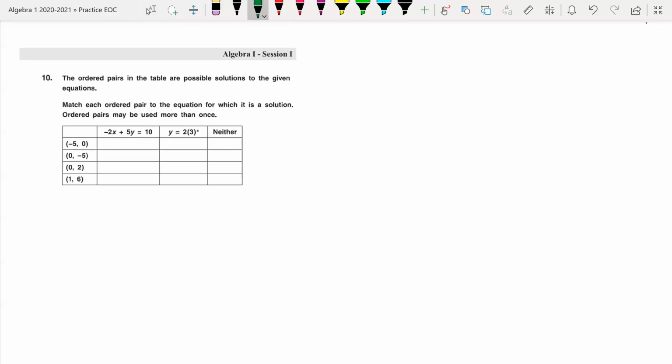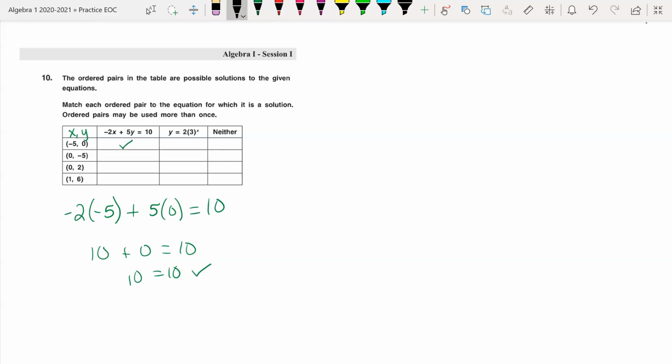Number 10, it says the ordered pairs in the table are possible solutions to the given equations. Match each ordered pair to the equation for which it is the solution. Ordered pairs may be used more than once. So -5, 0, well, anytime they give you an ordered pair, that's an x and a y. Can I sub that in for the x and the y in the equation? Well, yeah. So the first one, -2 times, instead of writing x, I'm going to say -5. Plus 5 times 0 equals 10. So I would get 10 plus 0 equals 10, which means 10 equals 10, which is a true statement. So I know it works for that equation.